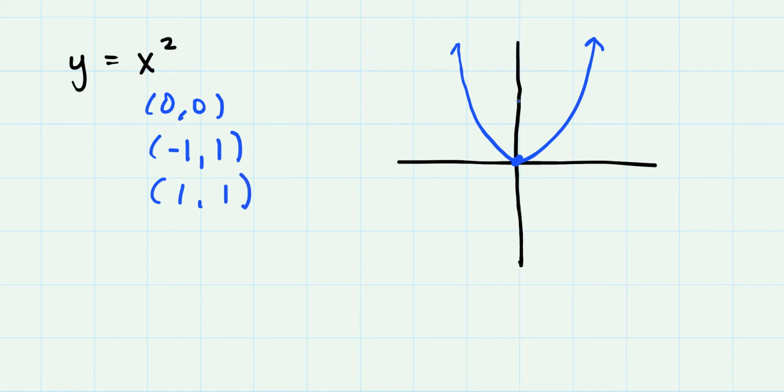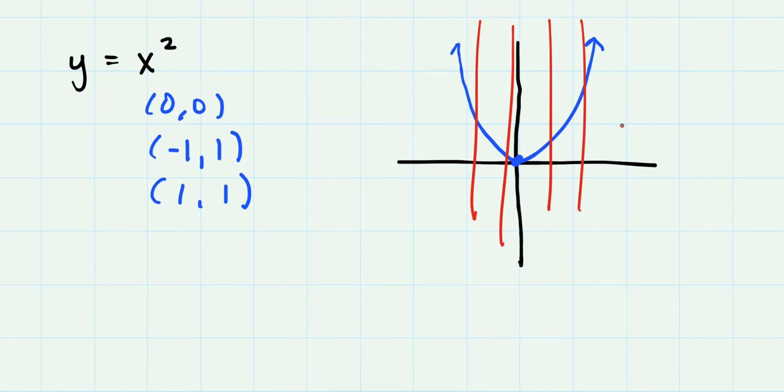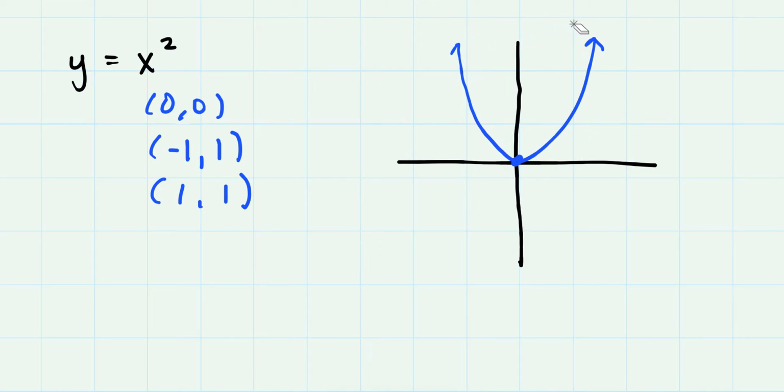Here, you can see that if I draw a vertical line through this, no matter where I draw it, it's only going to hit the graph once. So it passes the vertical line test, which means it's a function. But also, looking at this, you can see that I don't have any squares or anything on the y, so that means it's a function.